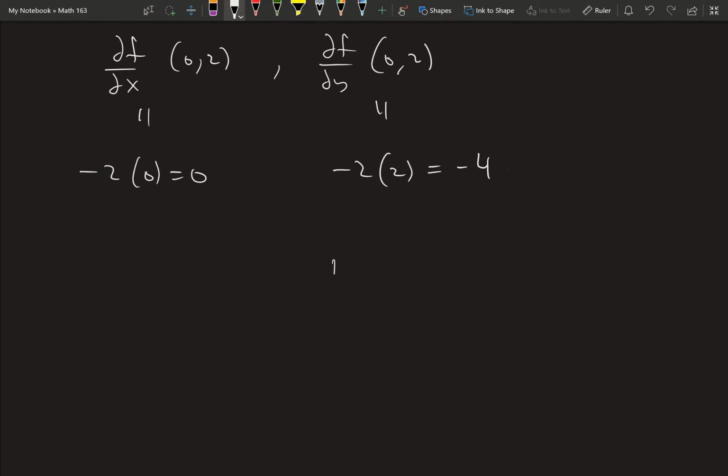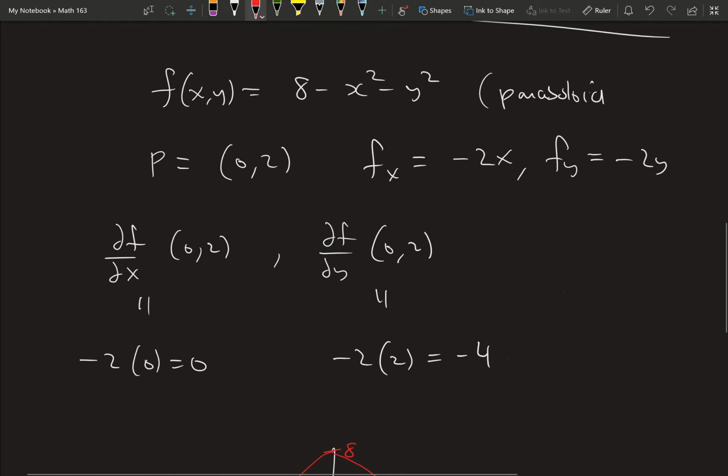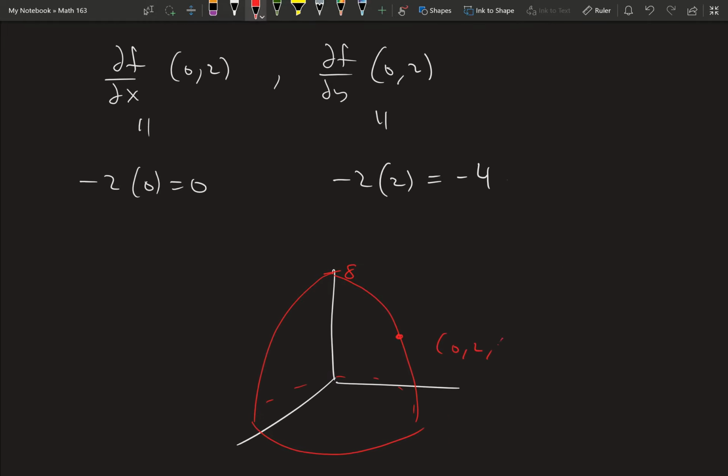So here is our coordinate plane, and here's 8 somewhere, and we have this paraboloid like so. And so what's happening? Well, we have a point here, somewhere here. This is the point (0, 2, 4).